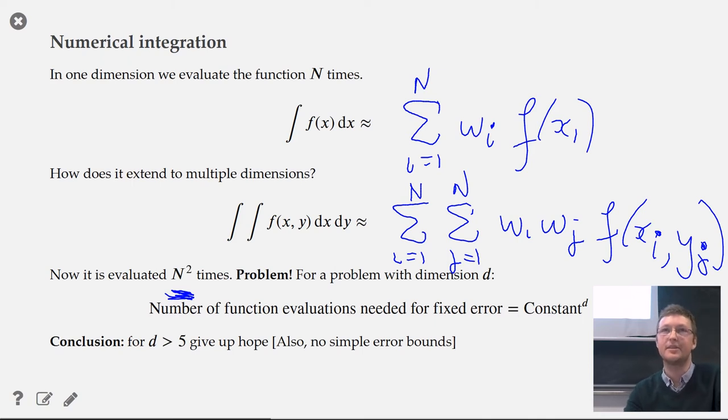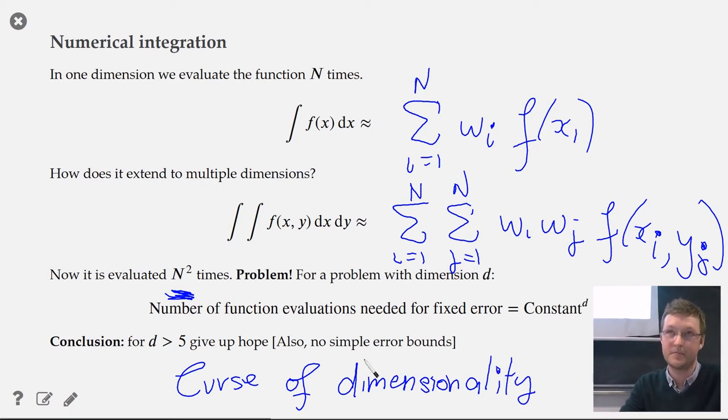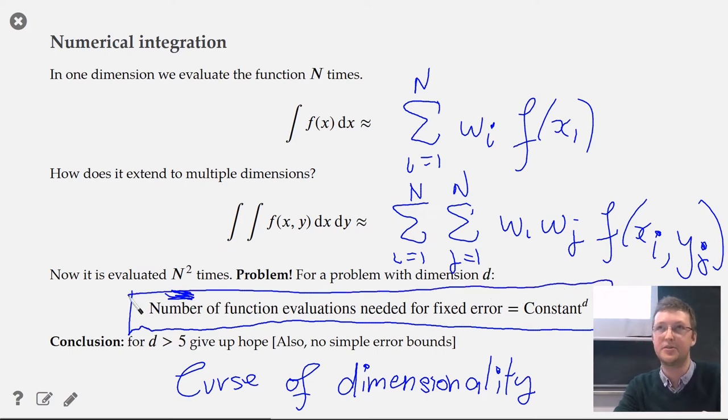And you can see that as the dimension increases, you're going to have exponentially many computations to come up with an approximation to your integral. So this is called the curse of dimensionality. And the formal way to look at that is if you need your integral approximation to have some fixed error, and you ask how many times do I need to evaluate the integrand to get that fixed error, that grows exponentially in terms of the dimension. So some constant to the power of d, where d is the dimension. d equals 2, d equals 1.